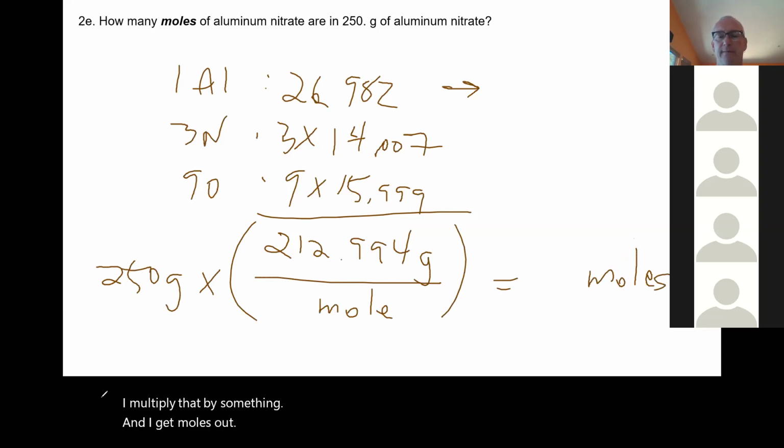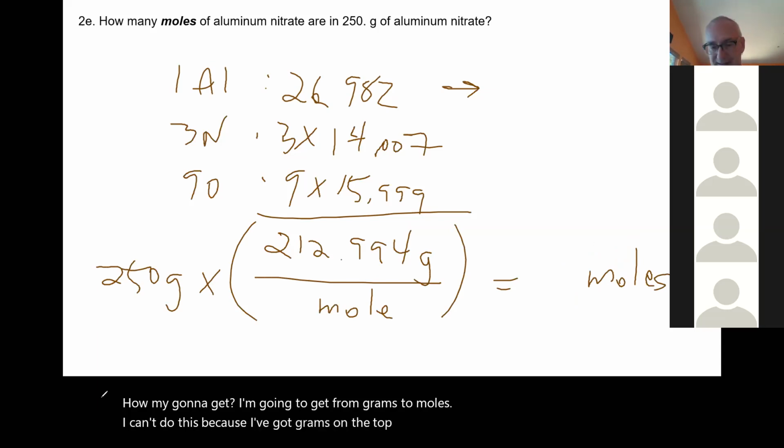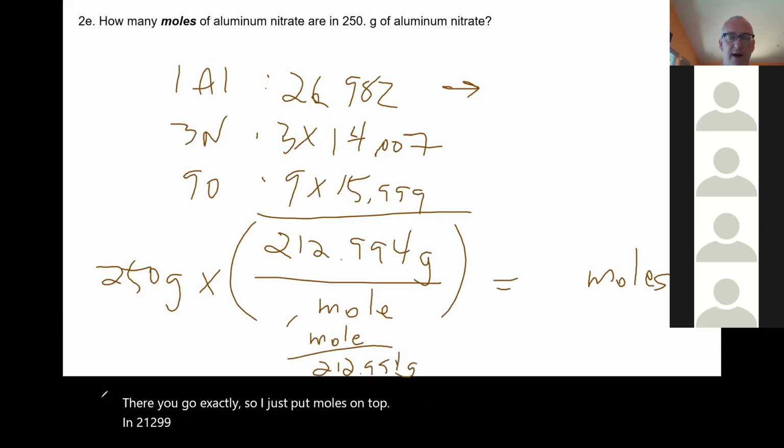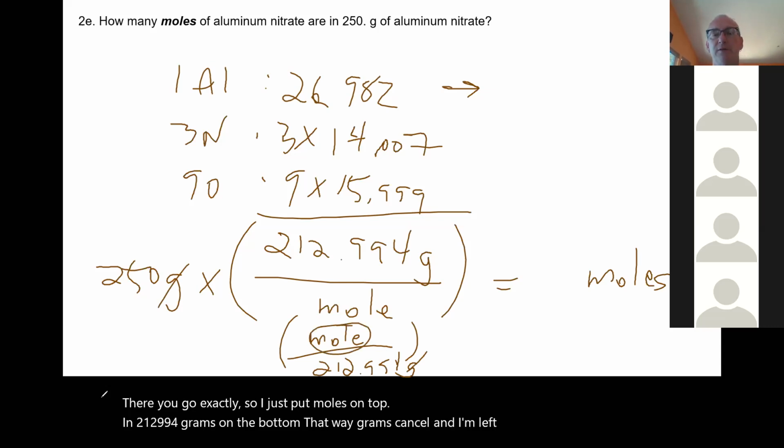So what am I going to do here? How am I going to get from grams to moles? I can't do this because I've got grams on the top. I'm going to switch it. Moles on top and grams on the bottom. There you go, exactly. So I just put moles on top and 212.994 grams on the bottom. That way grams cancel and I'm left with moles. So that's how you would do that.